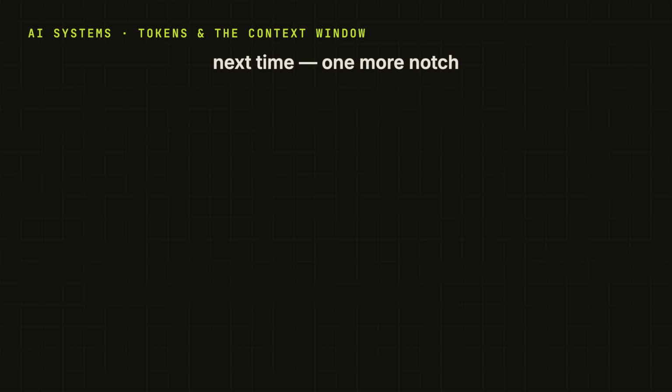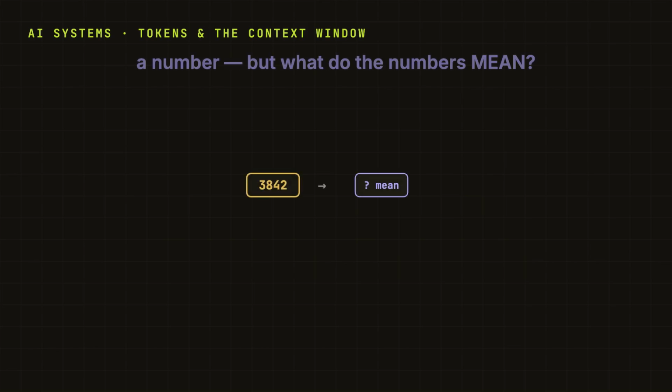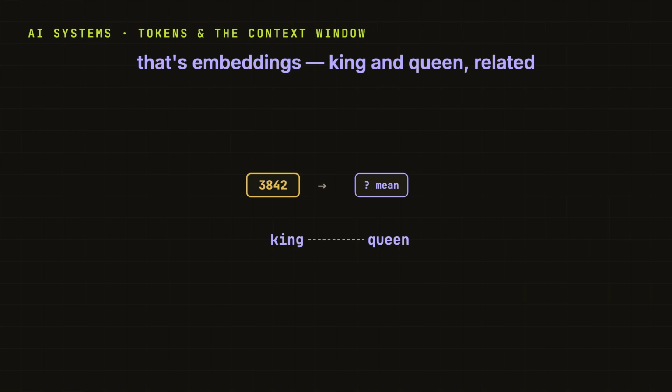Next time we open it one more notch. We keep saying each token turns into a number, but what do those numbers actually mean? That's embeddings. And it's where the model starts to see that king and queen are related.